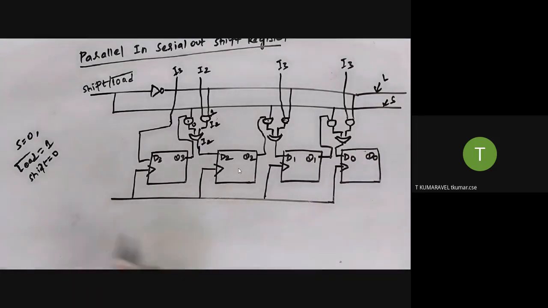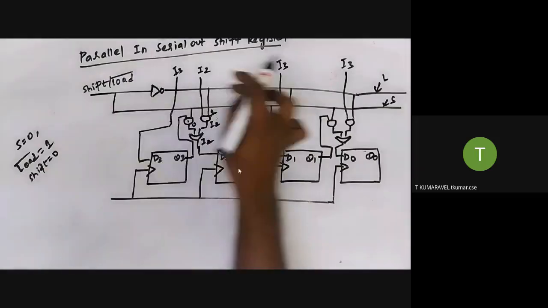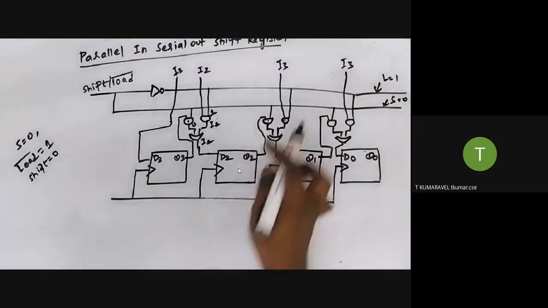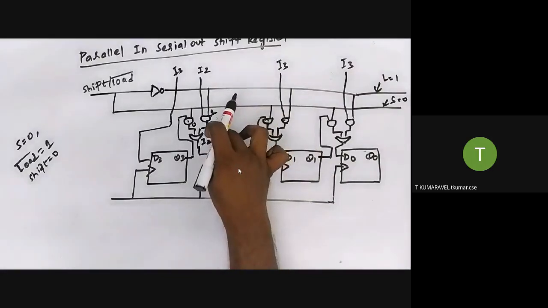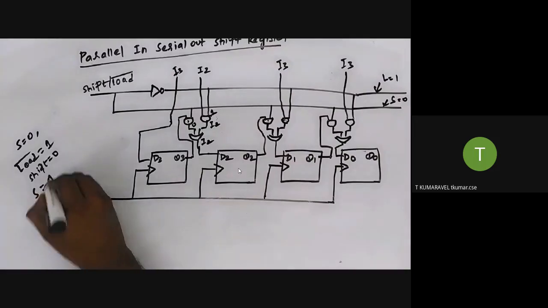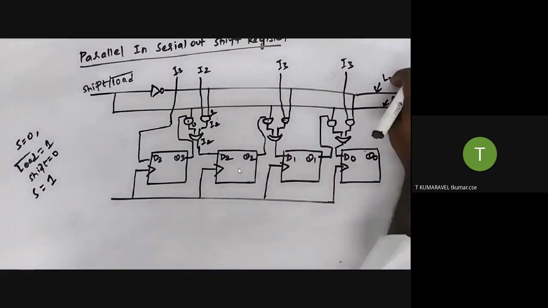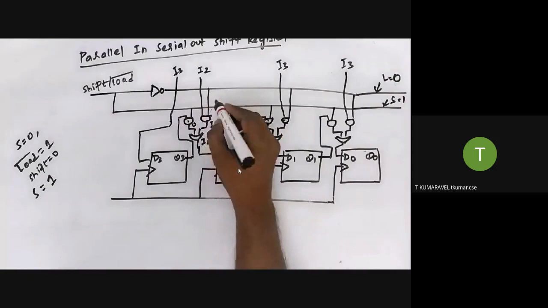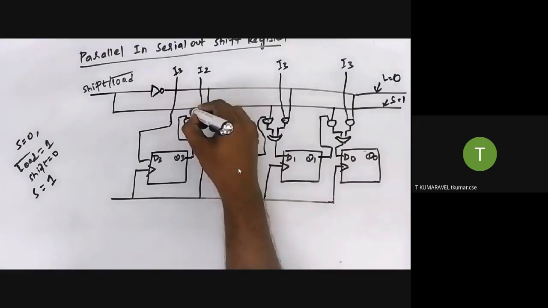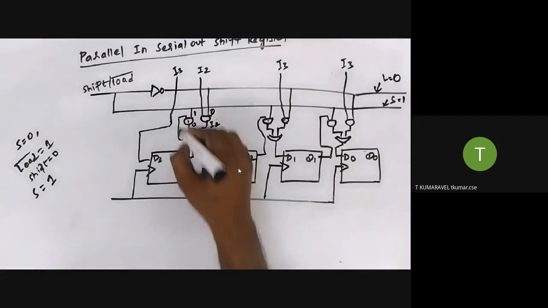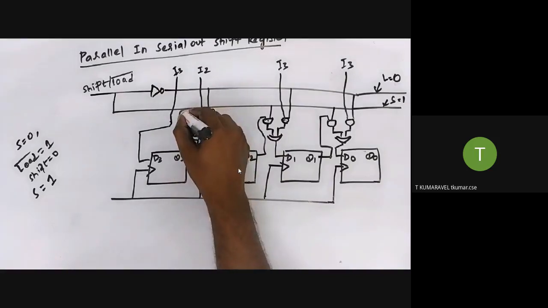So suppose S value equals 0, in the sense what happens? The load line is 1 and this line is equal to 0. So it will simply generate the input. This case is a 0. Suppose I'm going to take the opposite case. Suppose S value equals 1. If S value equals 1, what happened? The load line value equals 0 and the shift value equals 1. So this line is 0, here it is 1. So it will take the previous state of the flip-flop. This is the input.